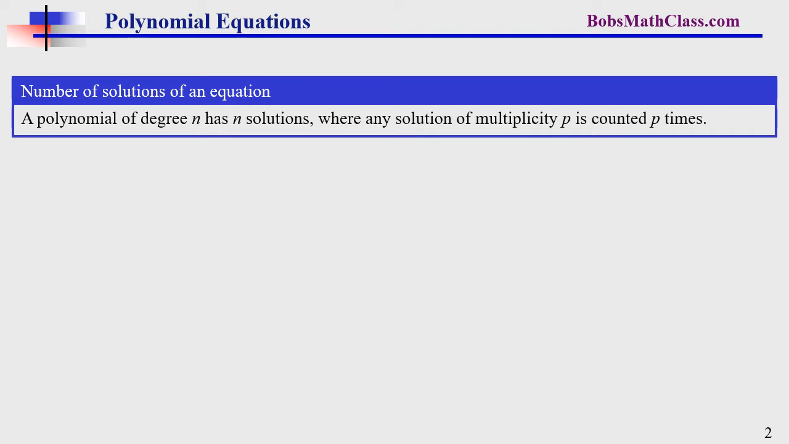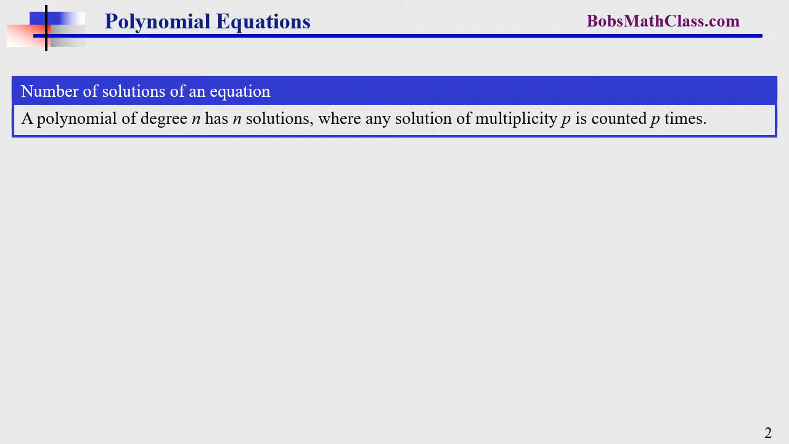So then we have this rule about the number of solutions of an equation. A polynomial of degree n has n solutions, where any solution of multiplicity p is counted p times. So that just means we could have an answer that appears twice, so it's counted twice. Or it could be a solution 3 times, so it's counted 3 times. But there are n solutions.